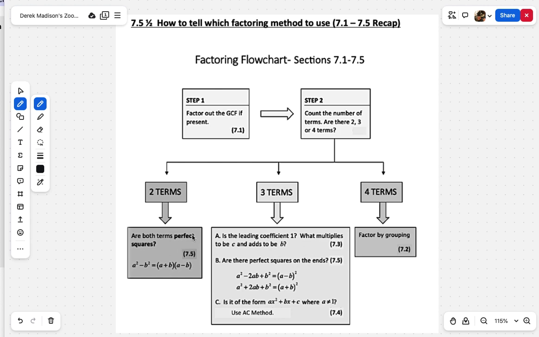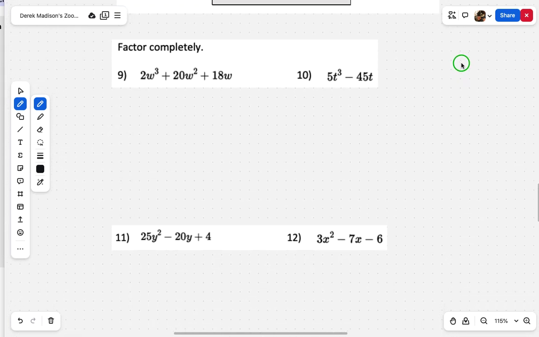2 terms, difference of squares. 4 terms, grouping. 3 terms, then you run down: does it lead with a 1? Does it have perfect squares? No. Okay, then you're at the AC method. So let me show you some examples.